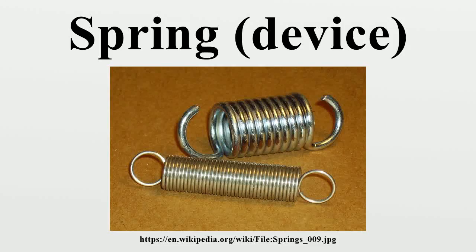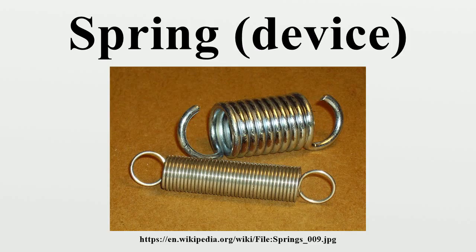A spring is an elastic object used to store mechanical energy. Springs are usually made out of spring steel. There are a large number of spring designs. In everyday usage, the term often refers to coil springs. Small springs can be wound from pre-hardened stock, while larger ones are made from annealed steel and hardened after fabrication.